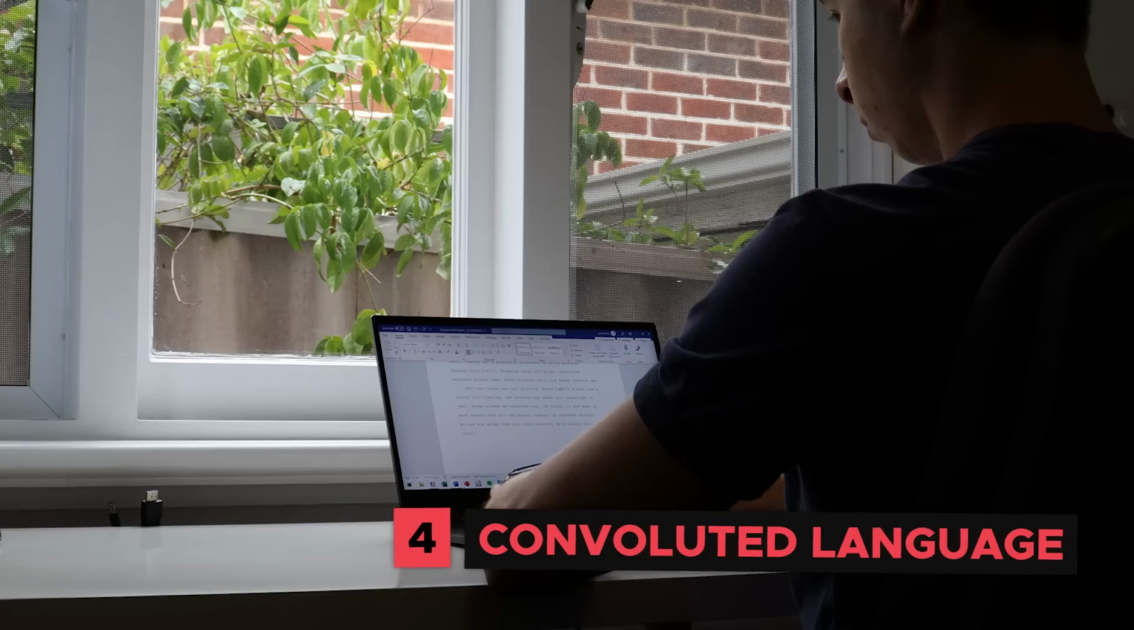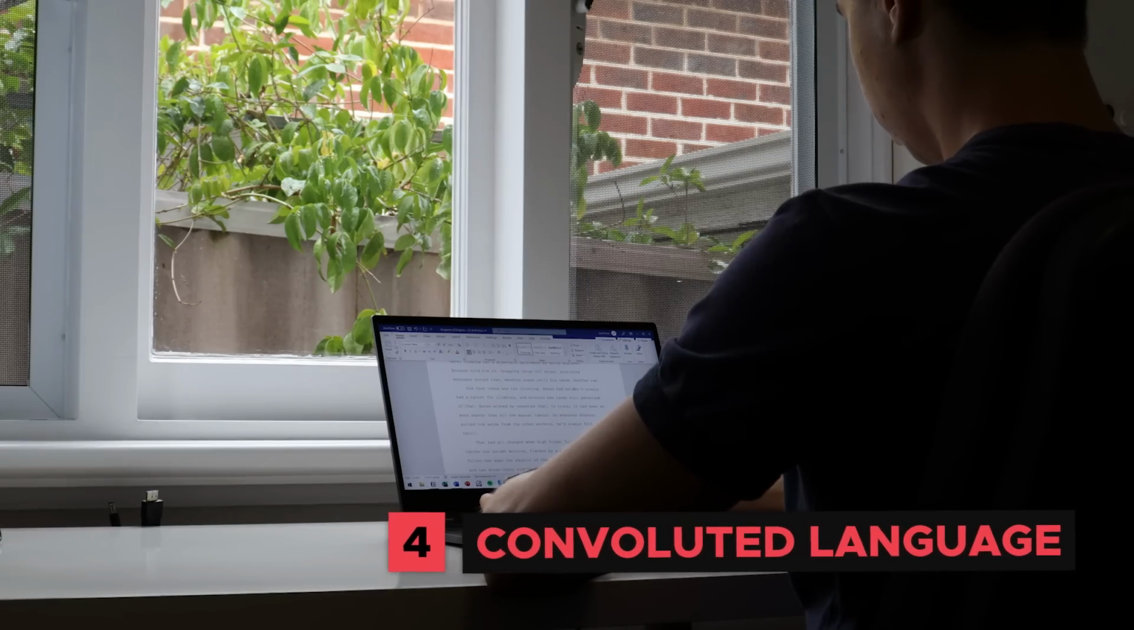Number 4, bad dialogue uses convoluted language. Sometimes in our efforts to produce memorable dialogue, us writers can get carried away with complicated phrasing and extravagant word choice. And this can again produce a fake feeling that yanks readers out of your fantasy world.